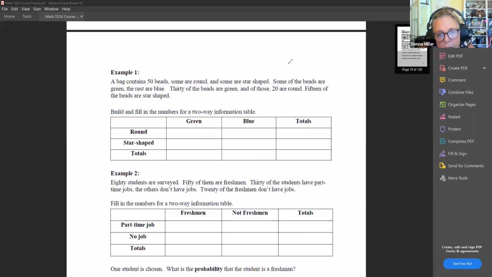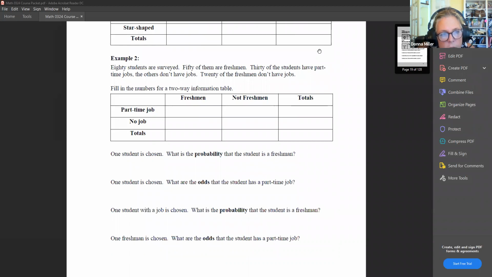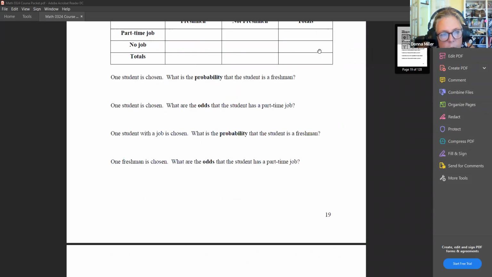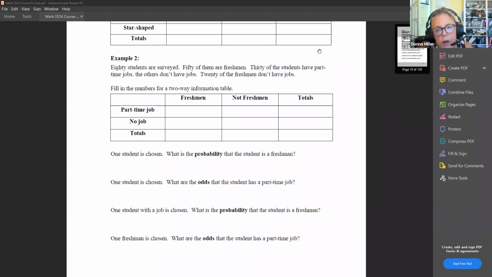From these tables, they'll ask you probability problems. It looks like we've got a few things. All right, they're coming up, good. All right, so we're gonna fill in a two-way table now, and we're gonna use probability. We're gonna figure out what's the probability of something happening.